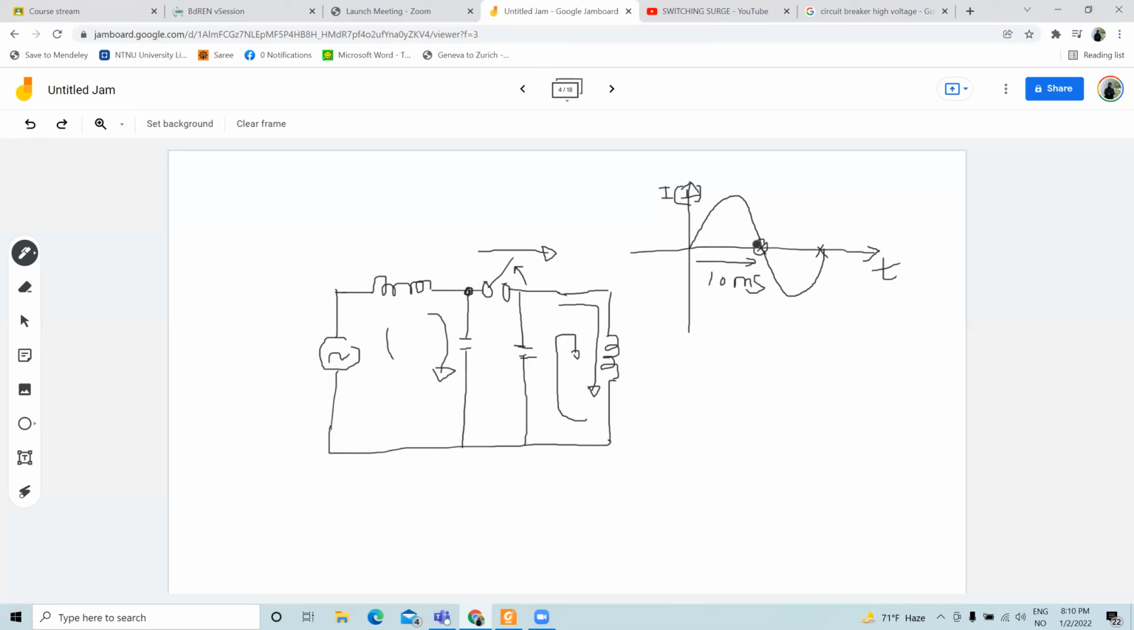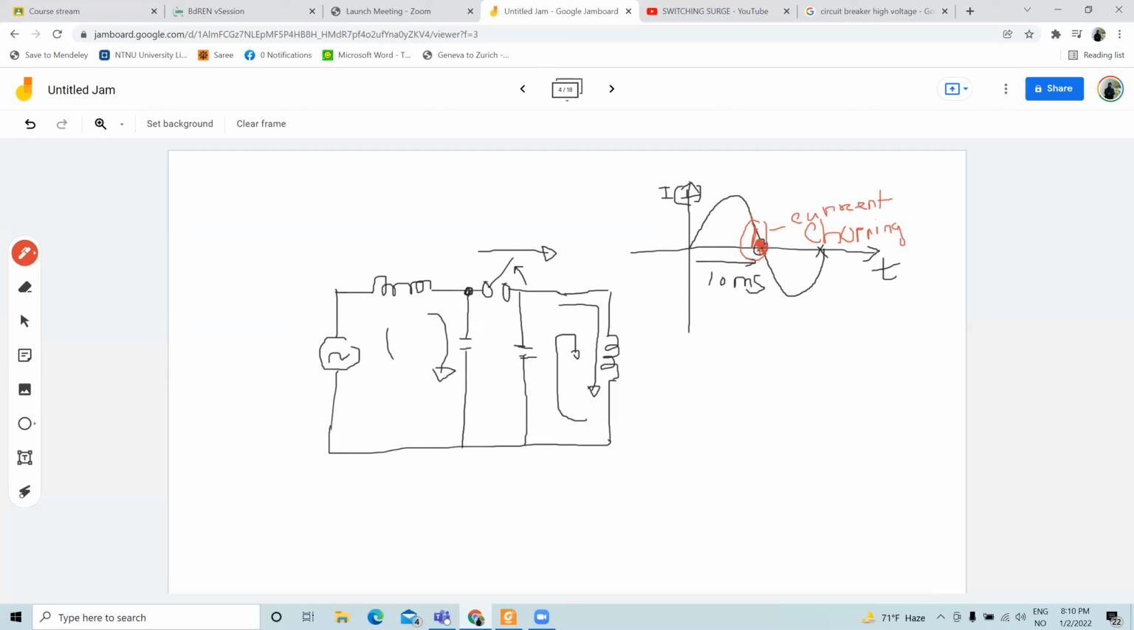It may happen that instead of interrupting at zero crossing, the current is interrupted here. It comes to this point and then suddenly goes to zero value. This particular phenomenon is called current chopping, because the current is actually being chopped here.